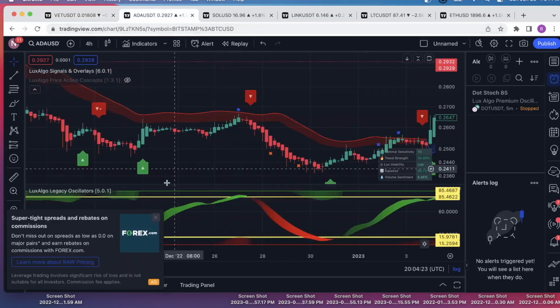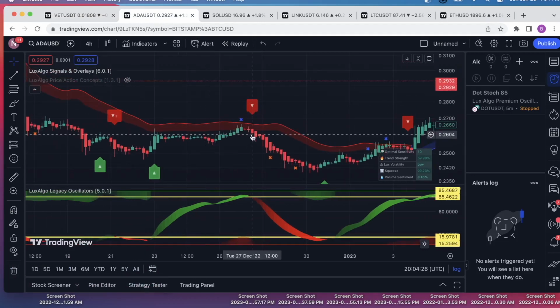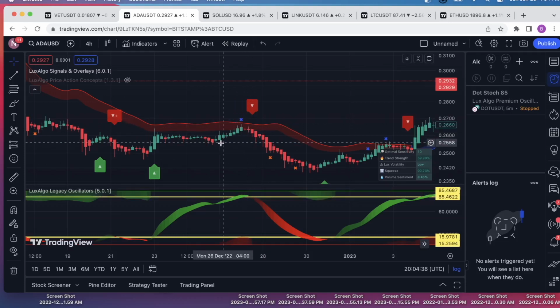If I go to this ADA chart here, this is another one of my preferred setups. All things align on this setup. So we have the oscillator moving to overbought. We flip red. We start turning down. At the same time, the price reaches the resistance as indicated by the smart trail resistance here, and then we get a sell signal.